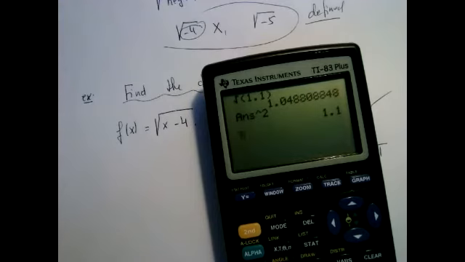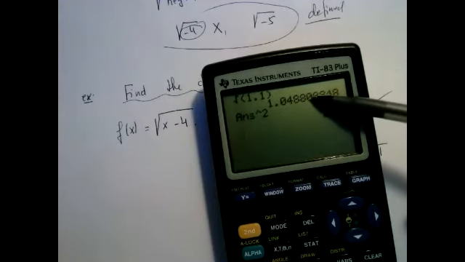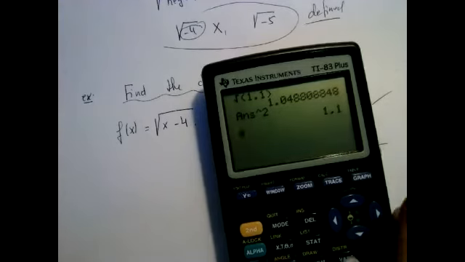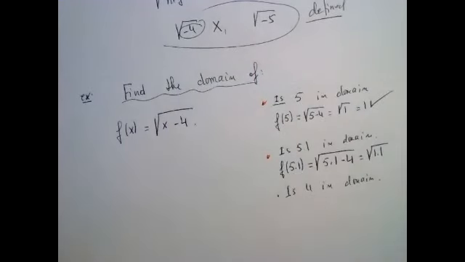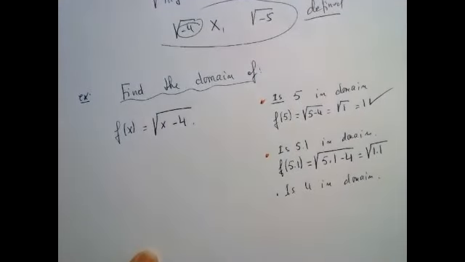Which means that when you square this number, you get, honest to goodness, 1.1. That's really what the square root means. You take this number to the power 2, you get 1.1. So is 5.1 in the domain? It means is f of 5.1 a number? It doesn't have to be a whole number, just a number. The answer is yes.